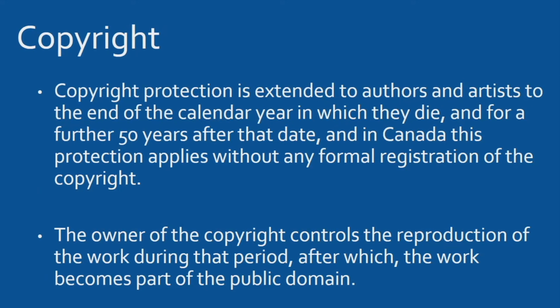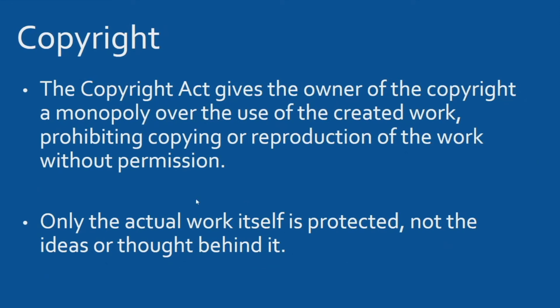Okay? And that means that the estate of the person will get any revenues for it or has control over ownership of it. Once 50 years has passed, then it goes into public domain, unless it's protected some other way. So the owner of the copyright controls reproduction of the work for the period before the work becomes part of the public domain. It gives the owner a monopoly. Effectively, the whole idea of copyright is to give a monopoly, and it is for patent and trademark too. It gives that oneness, someone has control over it.